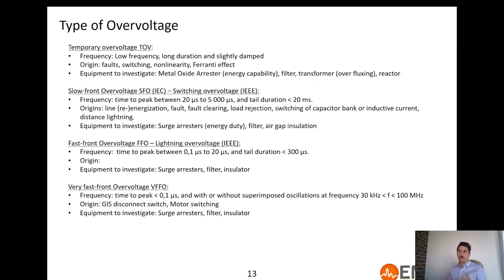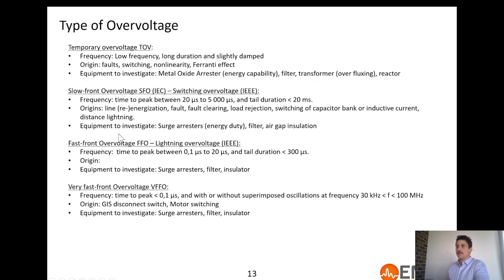Same thing for surge arresters. A surge arrester will not be modeled the same if you do a TOV study or a switching or lightning study. We did a video on surge arresters. I invite you to take a look at it if you haven't already. Okay, so let's quickly go one by one.